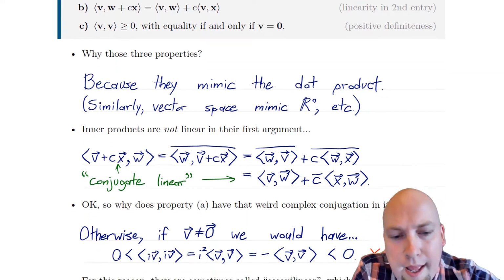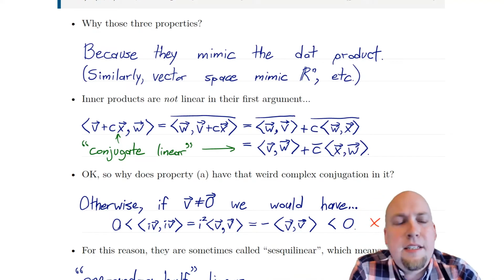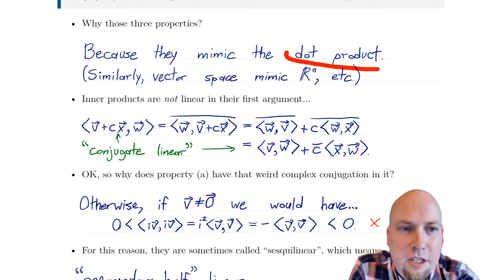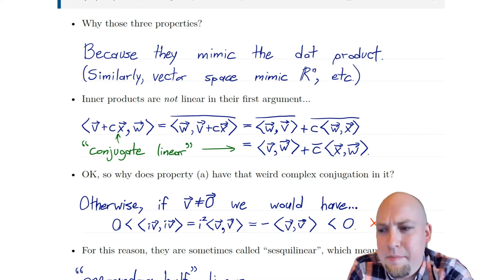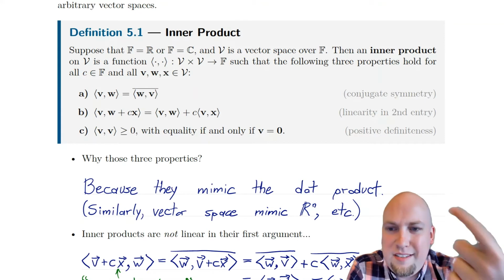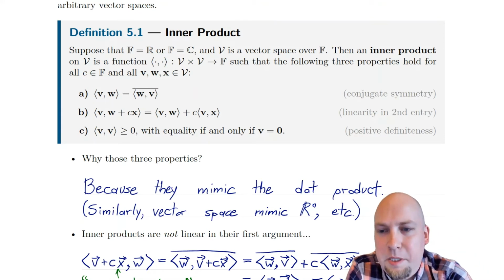Okay. And now let's look back here. I said that we introduced these three properties so that these inner products would mimic the dot product. But wait a second. I mean, the original dot product on Rn is just symmetric, right? V dot W is the same as W dot V.